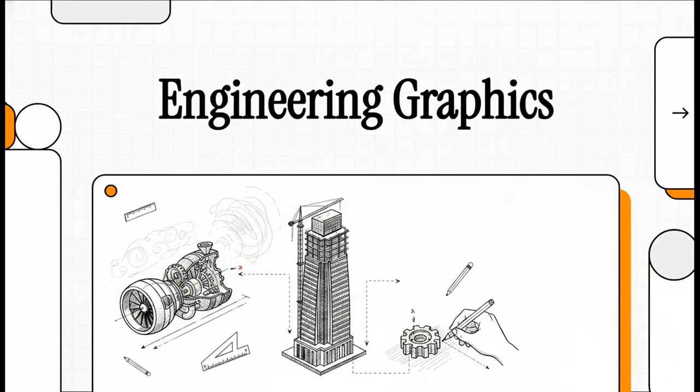Have you ever really stopped to think about how a complex idea, something that's just floating around in someone's mind, becomes a real physical thing you can actually hold? I mean, how does a design for a new car engine or a massive skyscraper actually get built? Well, the answer is a kind of universal language, one that translates thought into reality. And that's exactly what we're going to get into.